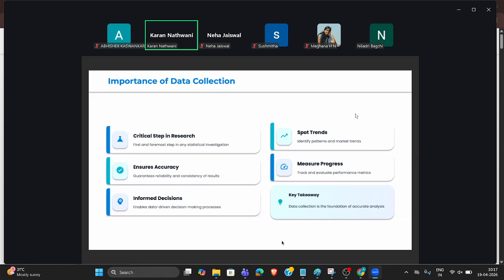So the key takeaway in this slide is that data collection is the foundation for accurate results. This is one thing we should always agree on. The accuracy of your results does not depend on how good your algorithm is. It depends on how accurate and correct your data collection is. So, any questions?